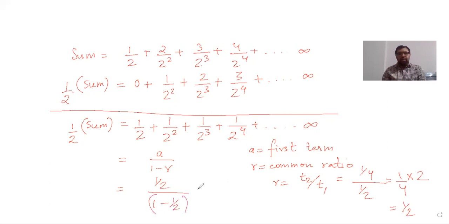So half upon 1 minus half. Now 1 minus half is the same as half only, so half and half cancel out and we get the value 1. This was nothing but half into sum. I got this value equal to 1, and then 2 can be cross multiplied. If we cross multiply 2, we get the value of sum as 2 into 1, which is nothing but 2. Finally we get the answer, the summation of the series we were looking for. The final answer is 2.